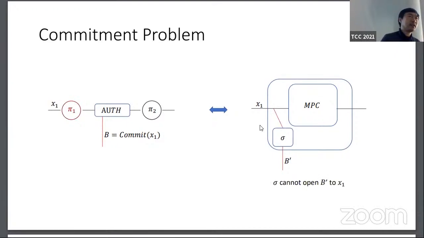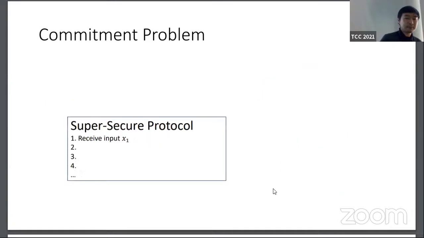The problem now is that if the adversary adaptively corrupts party P1, it learns its internal state, and therefore the simulator cannot explain the internal state. It cannot open the fake commitment B prime with respect to the input X1. And what does this mean, right? The first thing we can ask is whether this is like a real problem or not.